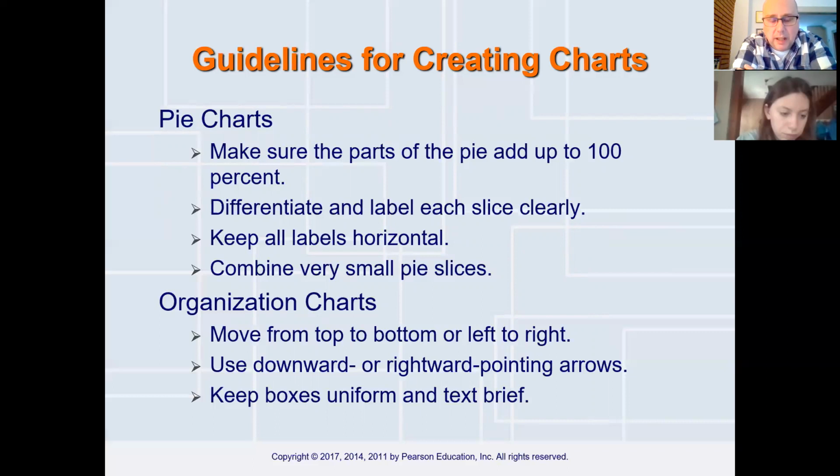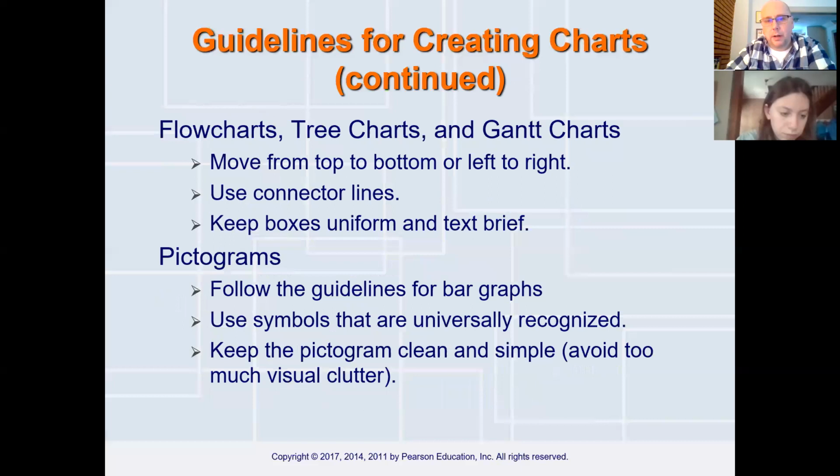Differentiate and label each slice clearly. Keep all labels horizontal and combine very small pie slices. Make sure that you have a miscellaneous section for non-critical data, and then explain that within the text itself. Organization charts, make sure that you move from top to bottom or left to right. Keep it uniform, so that the human mind can process it correctly. Use downward or rightward pointing arrows, and keep boxes uniform and text very brief so that you're not crowding.